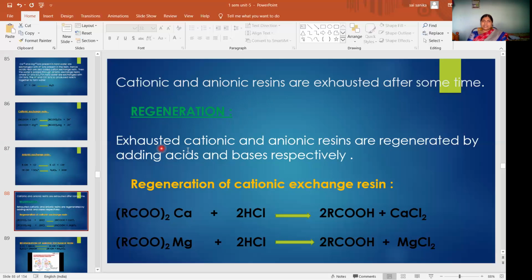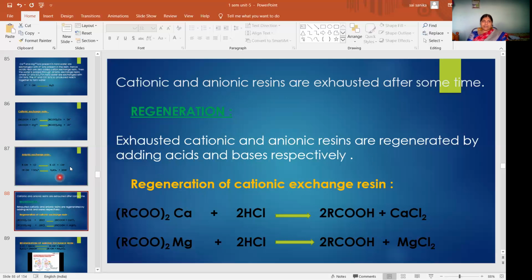So exhausted cationic and anionic resins are regenerated by adding acids and bases respectively. Okay, we can regenerate this cationic resin and anionic resin. How? By passing acid, we can regenerate cationic resin, that is acidic resin. By passing base, we can regenerate this basic resin, that is anionic resin. So how will you regenerate? So we will see here.